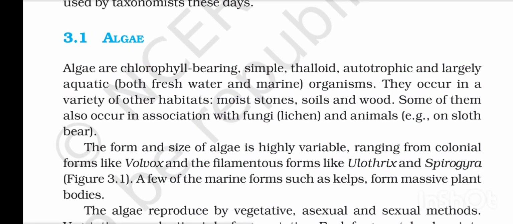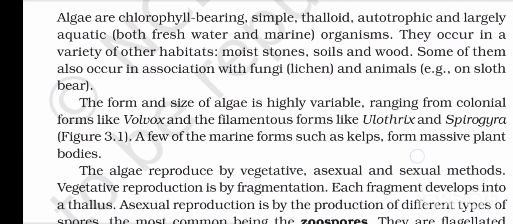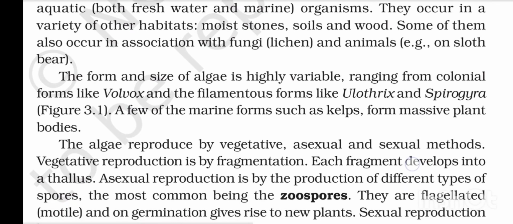3.1 Algae. Algae are chlorophyll bearing, simple, thalloid, autotrophic and largely aquatic organisms, both freshwater and marine. They occur in a variety of other habitats: moist stones, soil, and wood. Some of them also occur in association with fungi, which is lichen, and animals, for example on the sloth bear. The form and size of algae is highly variable, ranging from colonial forms like Volvox and the filamentous forms like Ulothrix and Spirogyra. A few of the marine forms such as kelps form massive plant bodies.